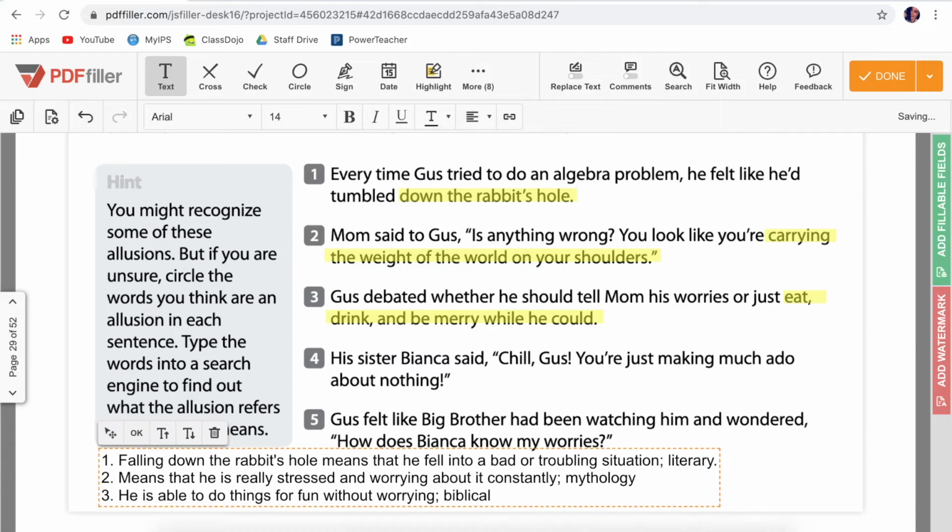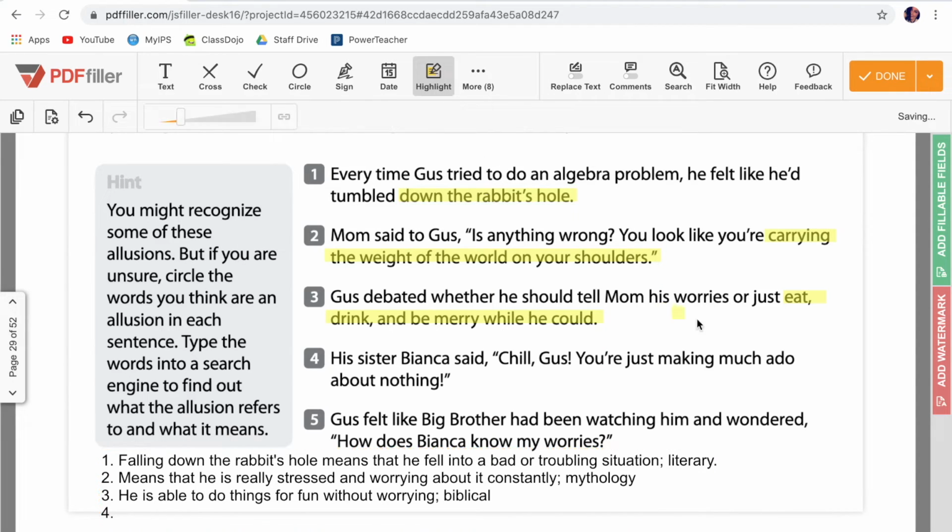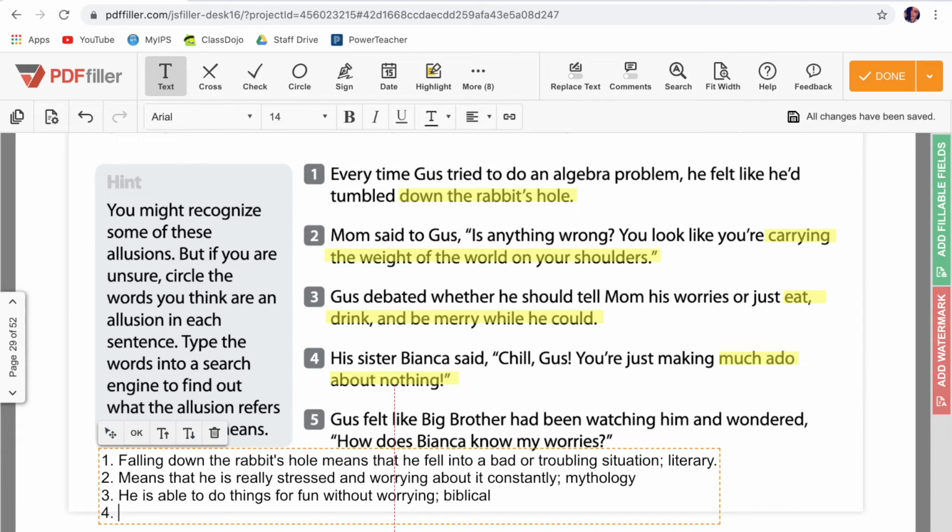Okay, so let's look at the next one. It says, his sister Bianca said, chill, Gus, you're making much ado about nothing. So obviously when we start seeing strange words we don't use in everyday language, that's going to be an indicator that it's going to be our allusion. So it says, much ado about nothing. So when we think about that, we could think he's making a big deal out of nothing. So that's our meaning here. He's making a big deal over nothing.